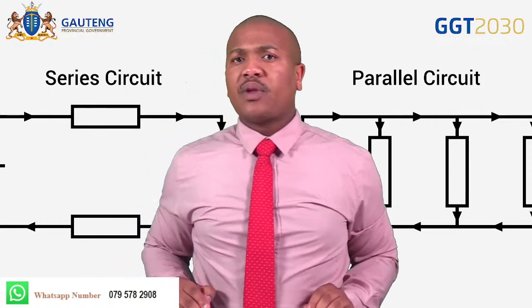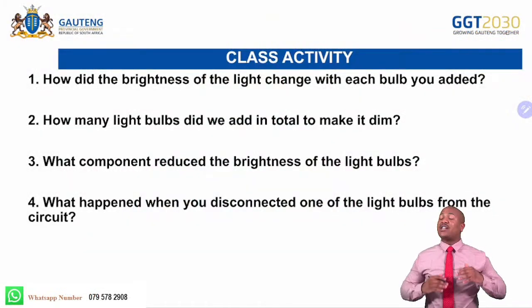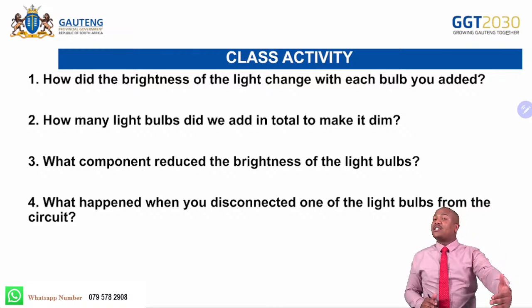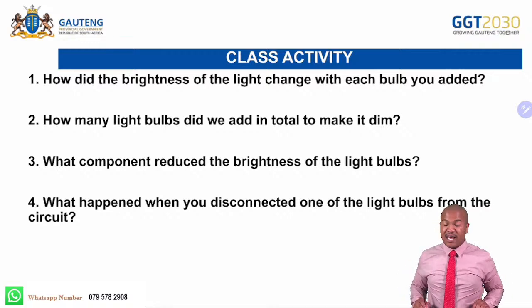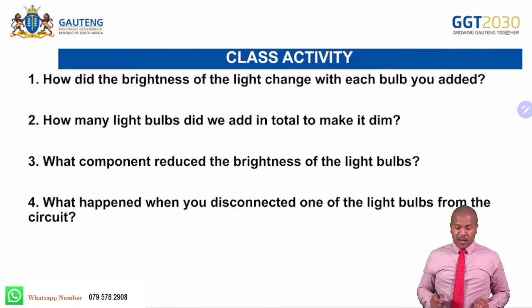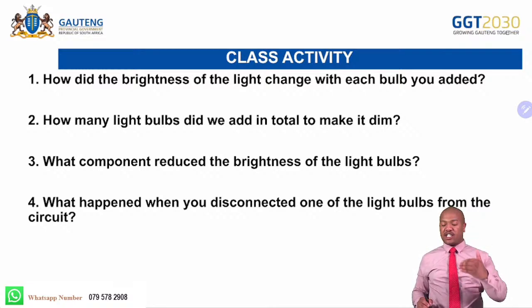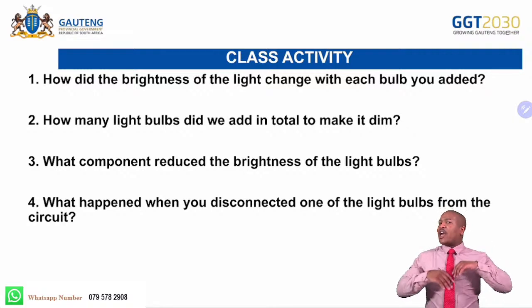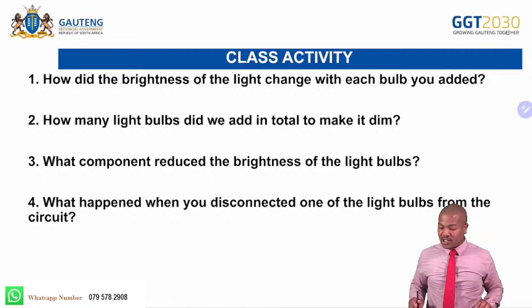So now, let's move on with our lesson. Here is a class activity. I want us to test ourselves based on what we were looking at on the practical and what we know so far in terms of our series circuits. Let's look at the questions. Number 1, how did the brightness of the light change with each light bulb you added? I showed you two things, the circuit board and that PhET simulation, so you must be able to answer this one.